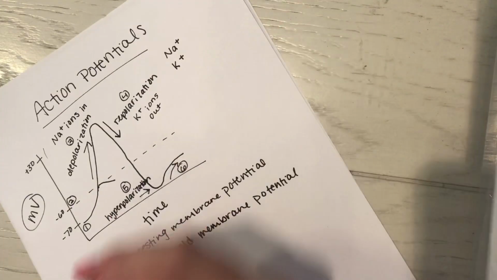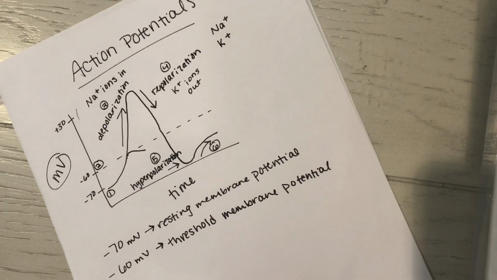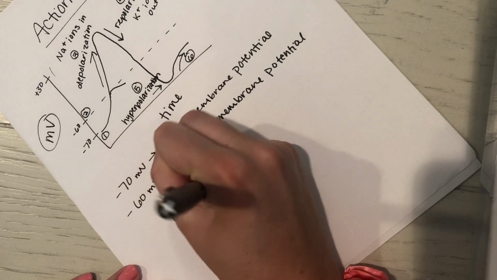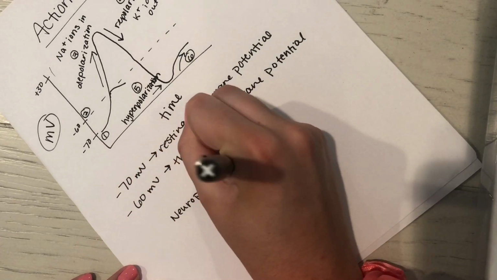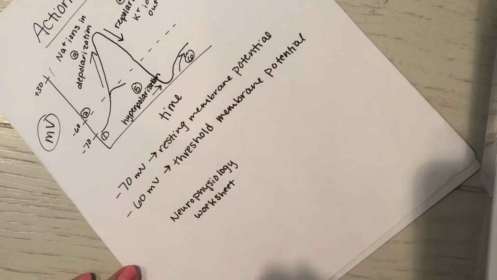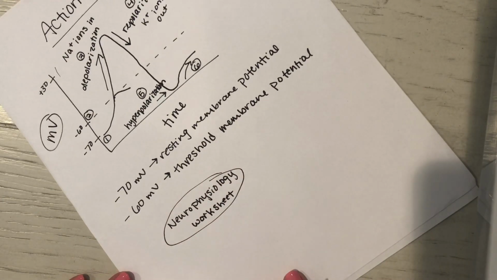All right, and that's just the basics of what I want you to know for action potentials. If you know what I have here on this paper, and if you study that worksheet in your lab manual titled Neurophysiology, then you are going to be good to go. I'll write this here at the bottom so you don't forget. We're not asking you to turn this in for a grade, but it is going to be very important and really helpful in understanding this.